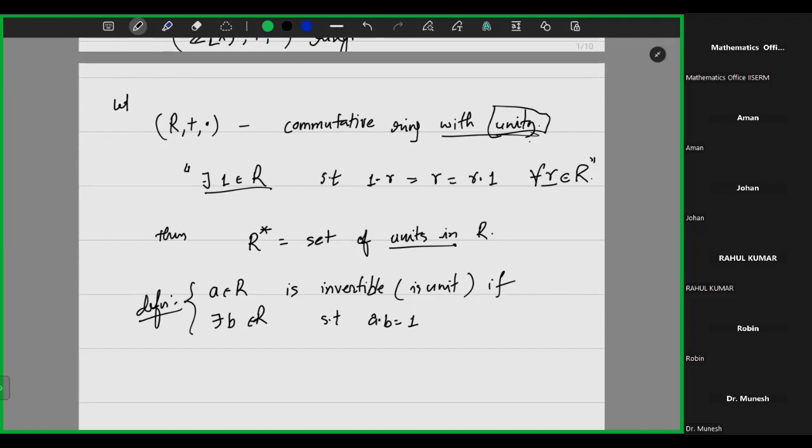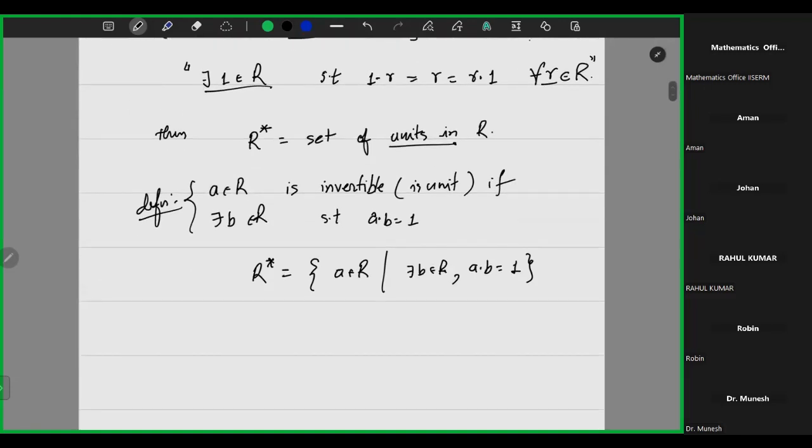So this is all in a ring. R star is just a belonging to R such that there exists b in R, depending on A of course, such that A into B is equal to 1. Okay, B into A will be anyway equal to 1. Why? Because we are taking a commutative ring, so A into B is equal to B into A.